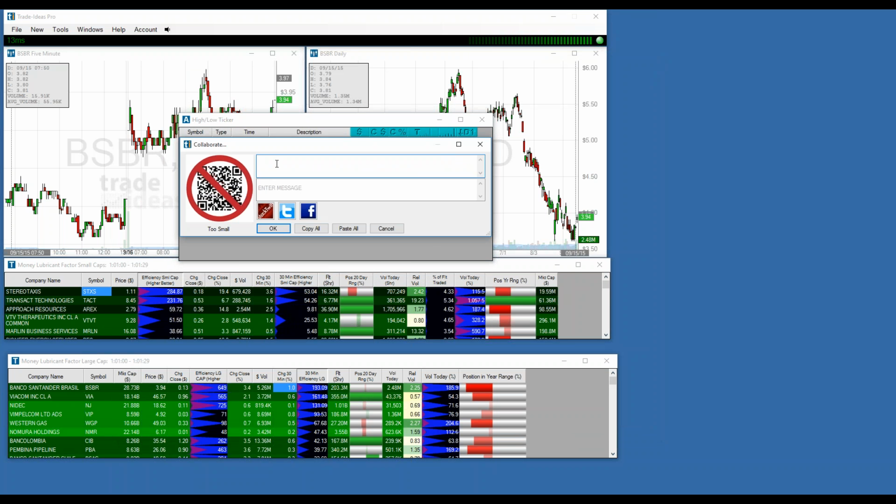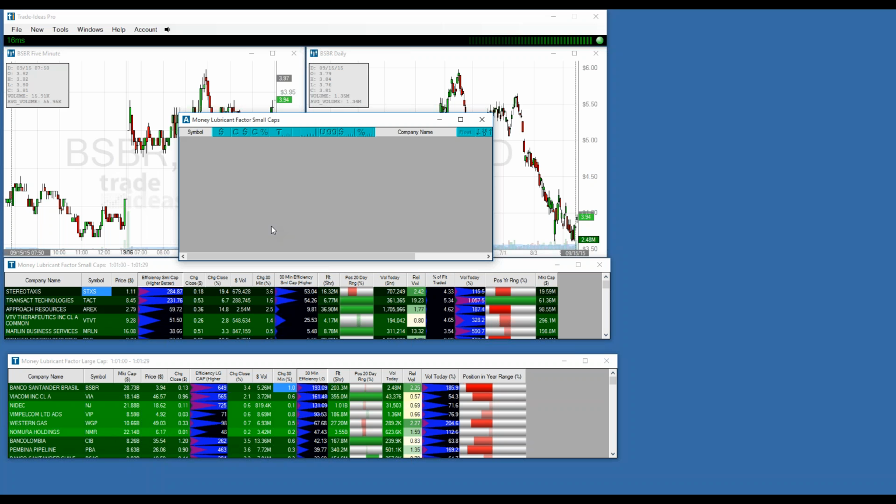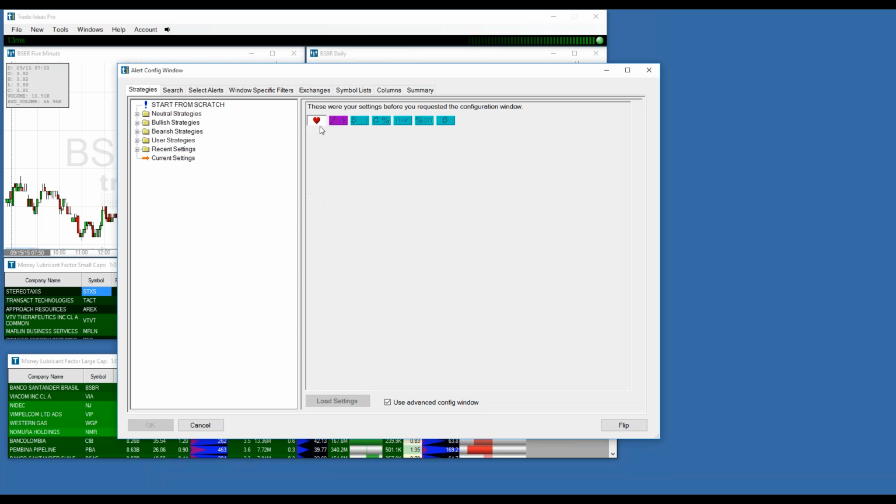You can also paste over it, but I want to make sure that you know that once you select collaborate, then you paste the link that you had taken from the top list. I'm going to hit OK. And now we basically have what's called a money lubricant factor alert window. I don't think I have any alerts selected. It's probably just a heartbeat. A heartbeat just lets you know, hey, here's a stock that meets these conditions.